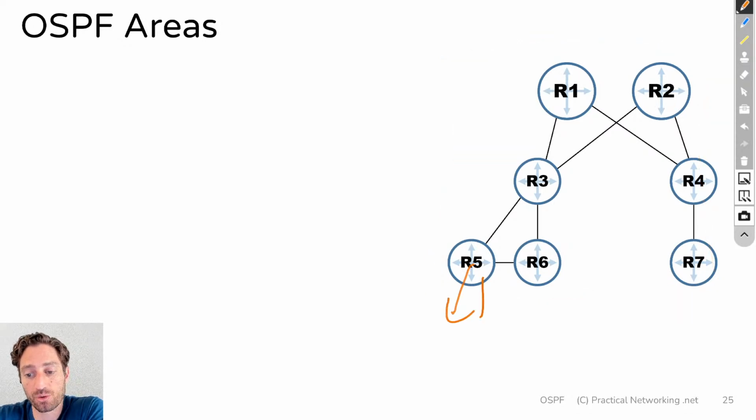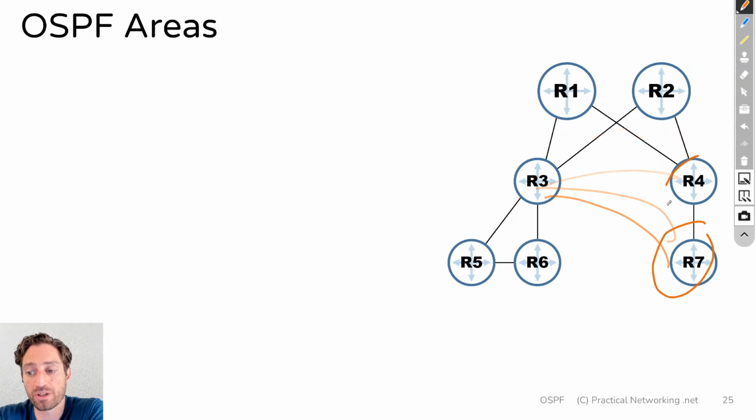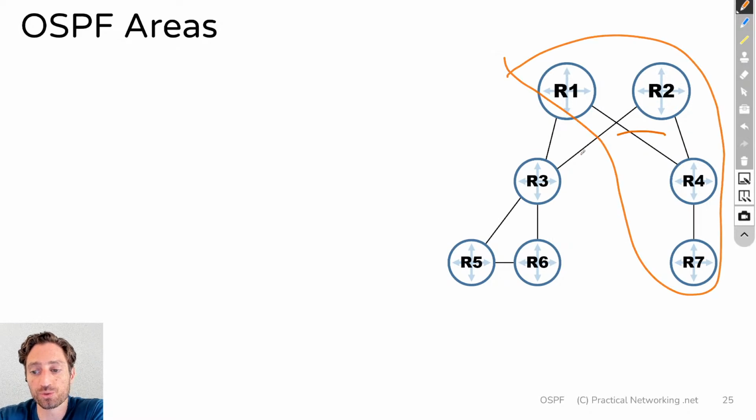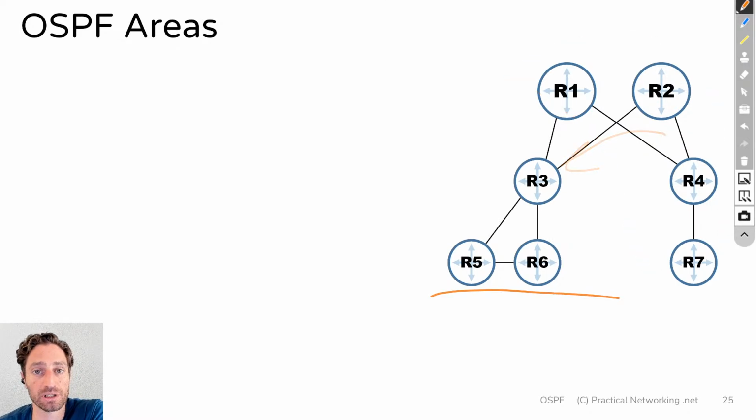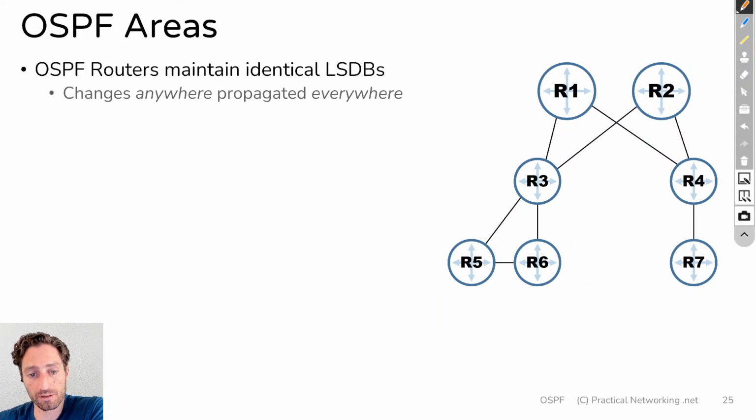If something happens to a network over here, say this link goes down or this link goes down, and router 3 needs to change the way it gets to these topologies, in a link state protocol, router 3 is then going to make updates that get propagated to all the other routers in the topology. Even though, either way, these routers still only need to use router 3 to get to the networks below router 5 and router 6. So, because OSPF is a link state protocol, changes anywhere get propagated everywhere.